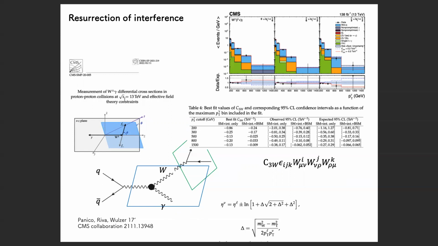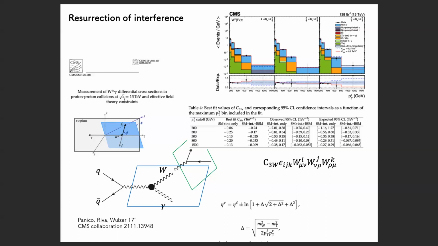And so you can reconstruct the W, and you can construct this plane, and then you know the plane of this guy. So they measured the azimuth angle between these two. Okay, so that is the three categories here. In each category, they bin based on the transverse momentum of this gamma, like this one. And then for each given PT cut on the gamma, they put the sensitivity on this coefficient.